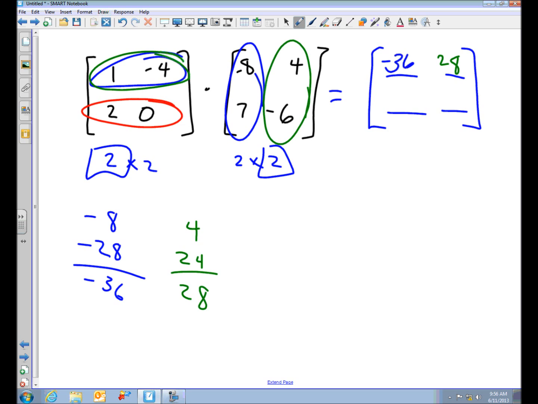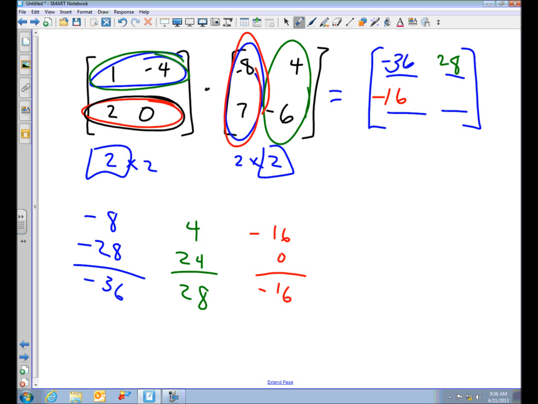Now we have to look at our second row. And we'll combine the second row with the first column. So 2 times negative 8, that's negative 16, and 0 times 7 is 0. Add them up, you get negative 16. And again, second row, first column, there you go, negative 16.